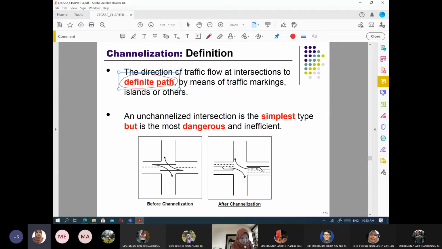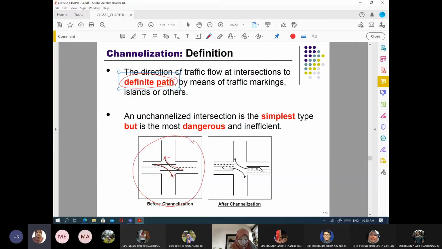Okay, an unchannelized intersection is the simplest type, but it is the most dangerous and inefficient. So you can see here, before channelization, yang ni tak ada channel langsung. Okay, yang nak pergi terus tak apa lagi lah, yang mana yang nak belok ke kanan ni dan nak belok ke kanan yang daripada west, okay, daripada east nak belok ke kanan ni ada problem lah nanti.